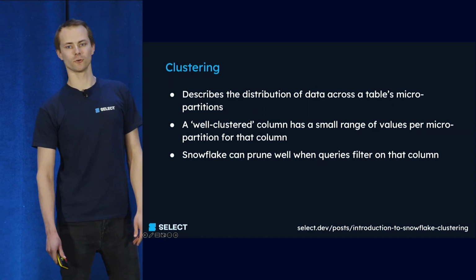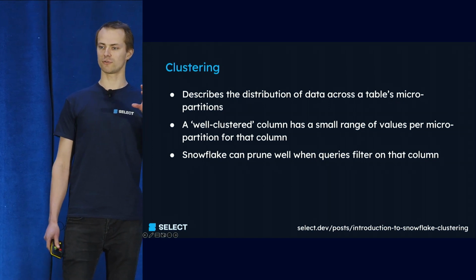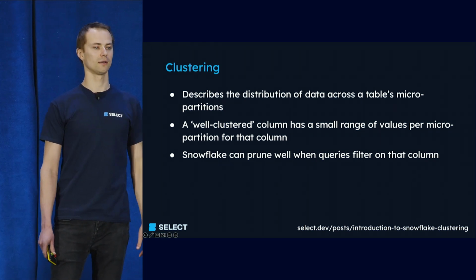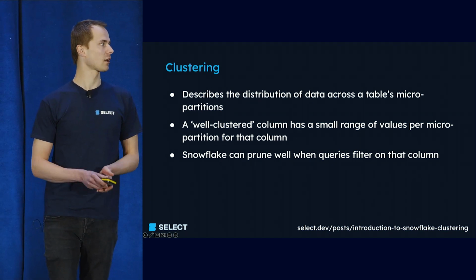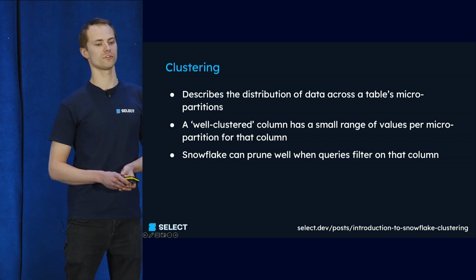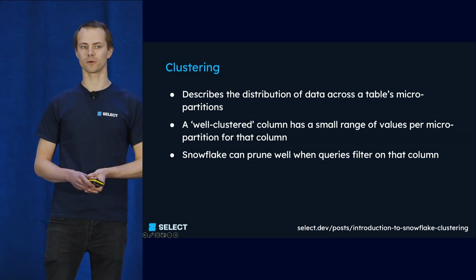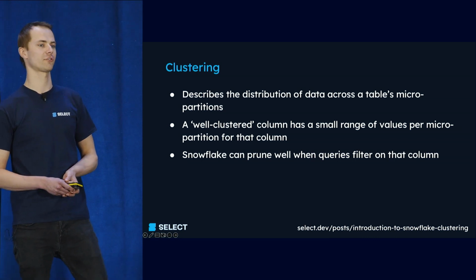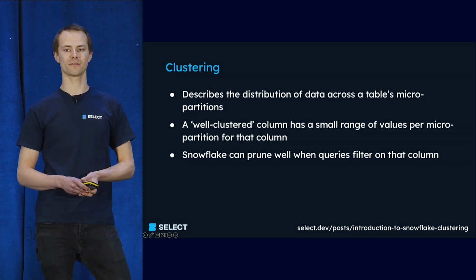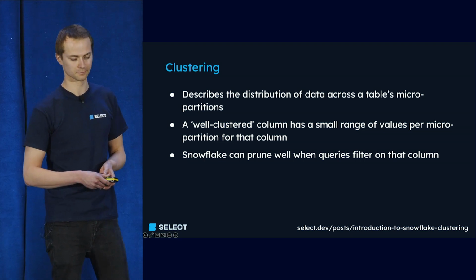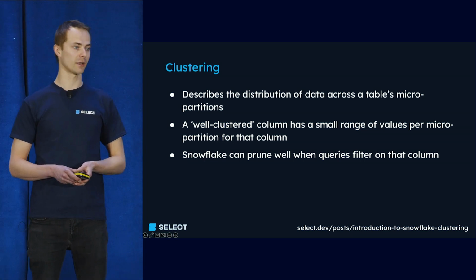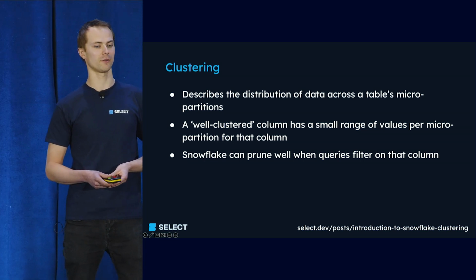So before we saw this orders table, which has got a really narrow range of created at values between each micro-partition, and this is called clustering, right? So clustering describes the distribution of data across a table's micro-partitions. And a column is described as well clustered when we have that state, so only a really narrow range of values per micro-partition. And as a result, Snowflake can prune really well when we apply a filter on that column.